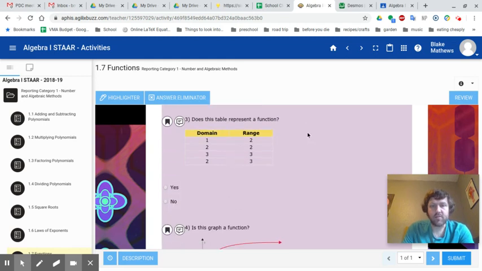So then we look at number 3. Does this table represent a function? Well, we look at our domain, and we see that there is a 2 and a 2. That means there's a repeating domain. So no, it's not a function.